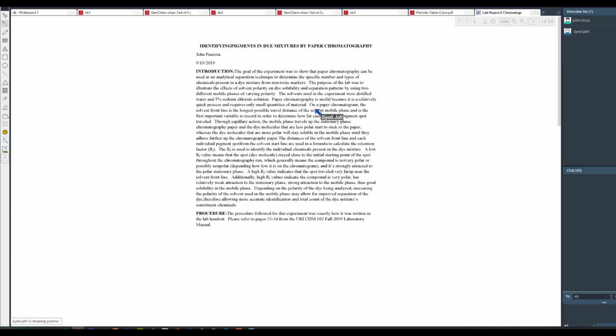Look here, you read this one. On a paper chromatogram, the solvent front line is the longest possible travel distance. That's not correct, because it's not a possible distance. If you put a bigger paper, it can travel more distance. If you give more time, it can travel more. It is like the distance covered during the same time. When the spot is moving, you are allowing them equal time.